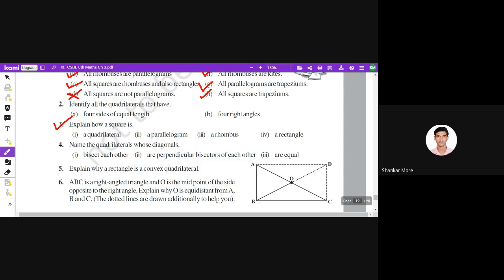The second one: name the quadrilaterals whose diagonals are perpendicular bisectors of each other. Perpendicular bisector I'm talking about. I don't think rhombus has perpendicular. Oh yeah, sorry, my bad. I think rhombus also has perpendicular bisectors. So rhombus is the one and kite is the second one. What about square? What about square, students?